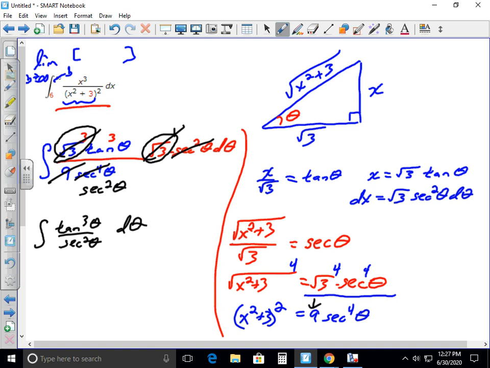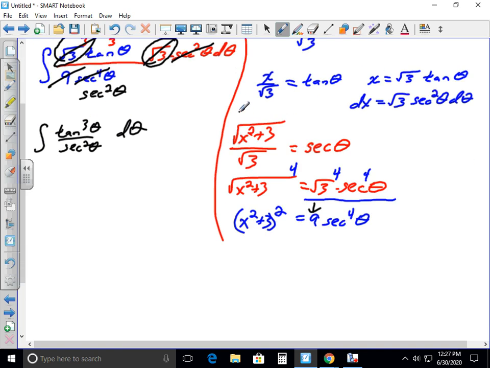Now, if the secant squared were on top, then tangent could be u, because the derivative of tangent is secant squared. But the secant squared is not on top. The secant squared is on bottom. So there are different things we could do here. We could keep a tangent out and then convert the other tangents into secants and do some dividing. Or if you're more comfortable working with sines and cosines, we could convert it to sines and cosines and see what happens.